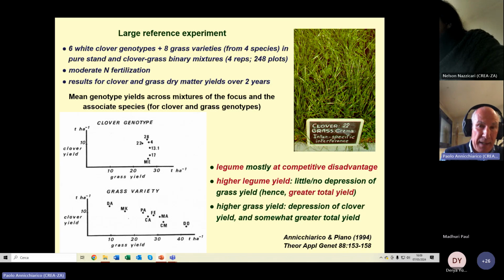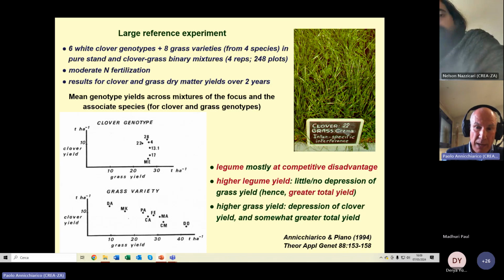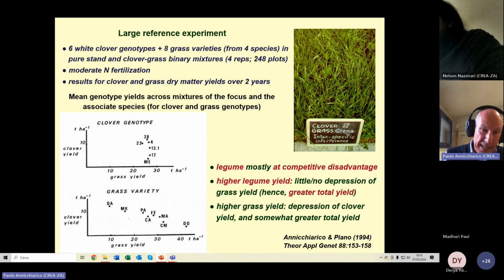Nearly 30 years ago, I performed one such experiment, and I would like to use it as a cornerstone for my presentation, because there I found many results that were then verified in several other earlier or later smaller experiments. In this experiment, there were 6 white clover genotypes associated with 8 grass varieties from 4 different species. They were grown in pure stand and mixed stand, under moderate nitrogen fertilization. And I'm talking about yield of clover and grass over 2 years.